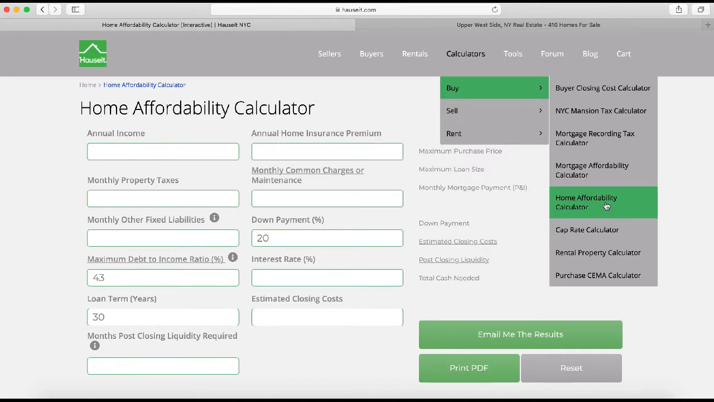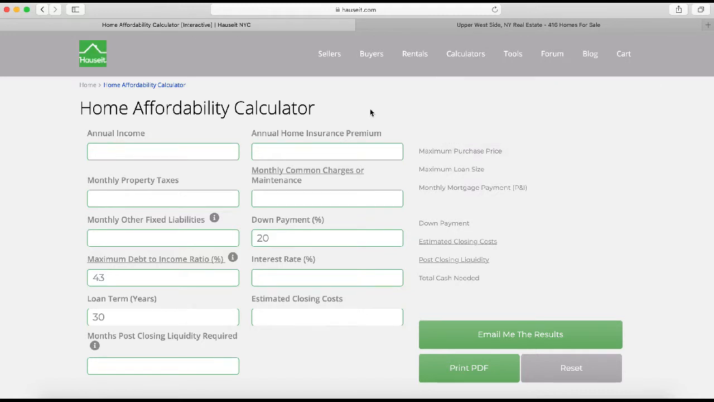While we're here, it's worth pointing out that there's a couple other calculators that you might find helpful. In particular, if you are buying in New York City, there is a buyer closing cost calculator, and if you're buying something above $1 million, there is a mansion tax calculator for you to consider. If you're financing, buying a condo or a house, the mortgage recording tax calculator might also be of interest.